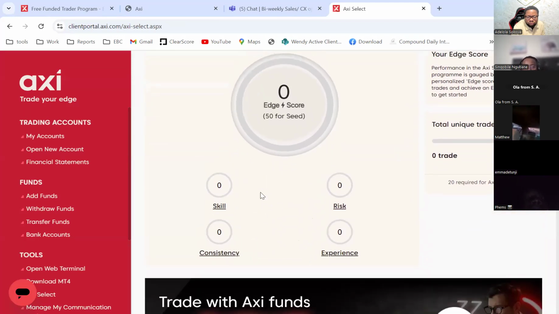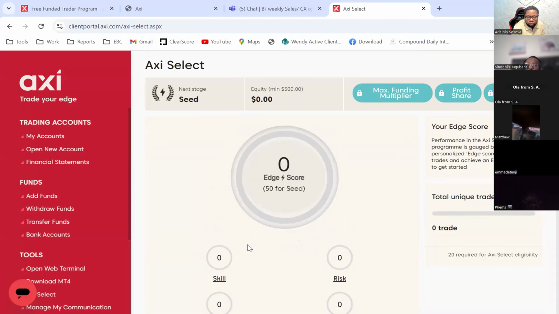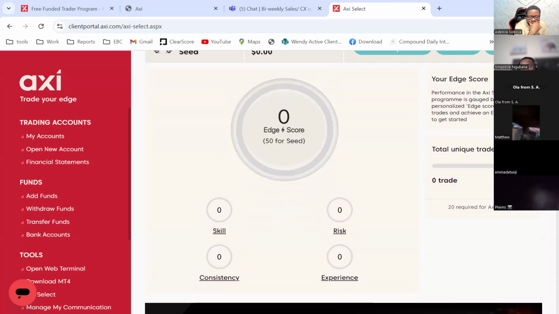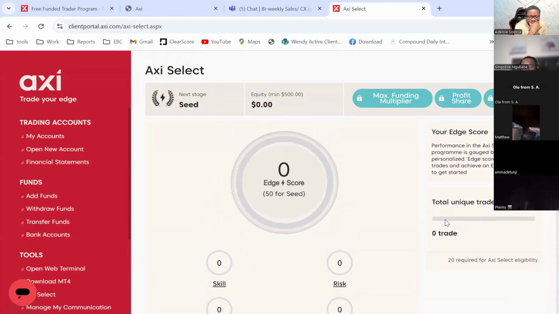And then the skill, this is where it's going to show your skill, because the total here, that's what we use to calculate the edge score. So it's based on your skill, your consistency, your experience, and your risk management, right? The number of trades, what you were mentioning now, I think this is where you see it. So you only have 2. The required for exit select is 20. So it's going to reflect the number of trades that you've opened. On your side, it's showing 2 at the moment.